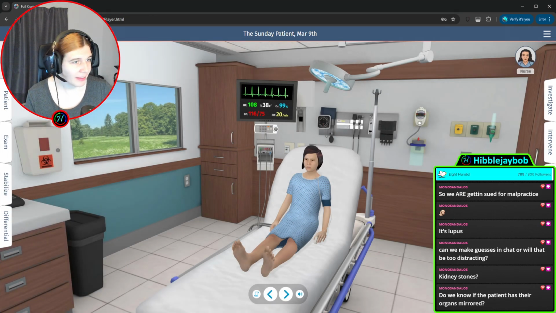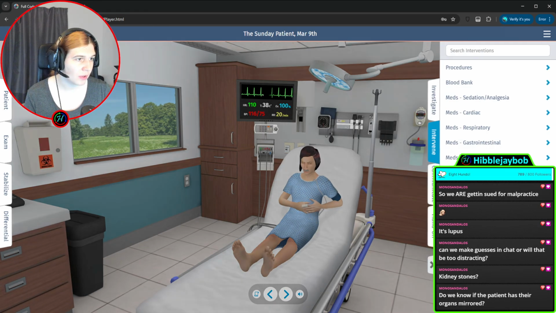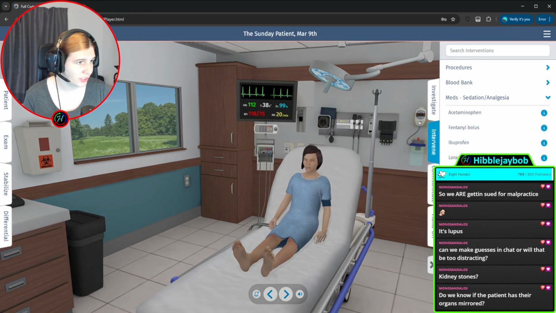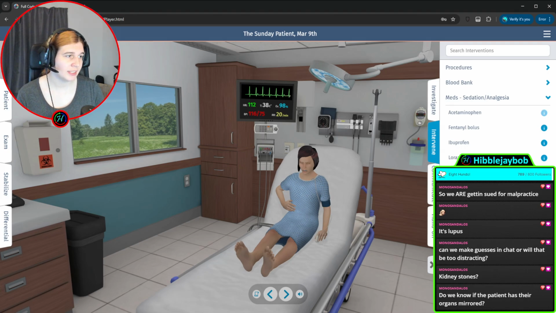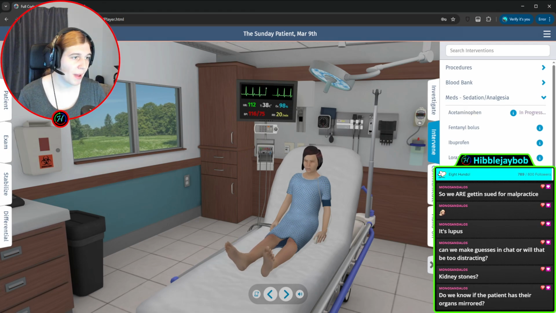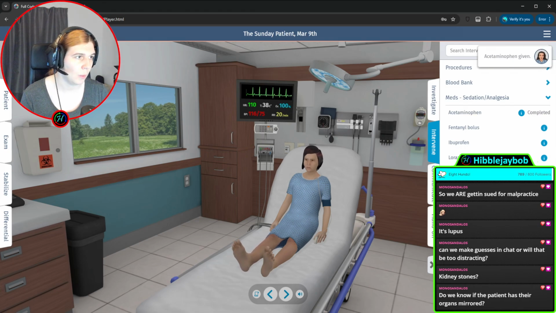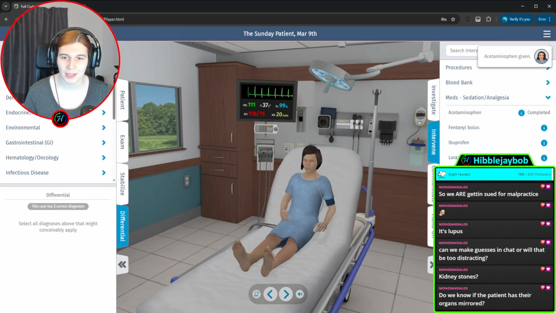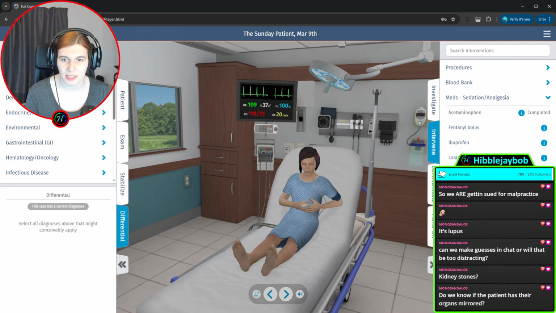I think before we do anything else, we are going to go into interventions, and we are going to give analgesia. So for us in the UK, acetaminophen is effectively paracetamol. We will give this. So we'll give some paracetamol and see how we go. And we are going to continue. So our differential at the moment. So let's see.